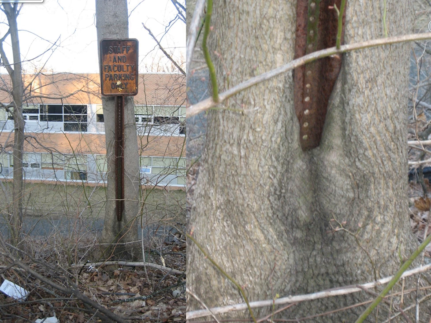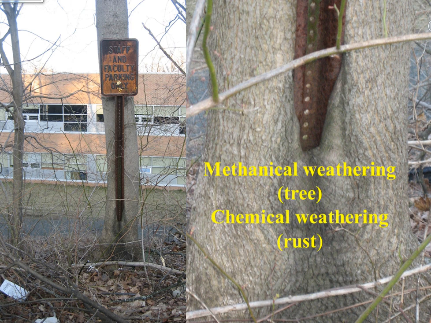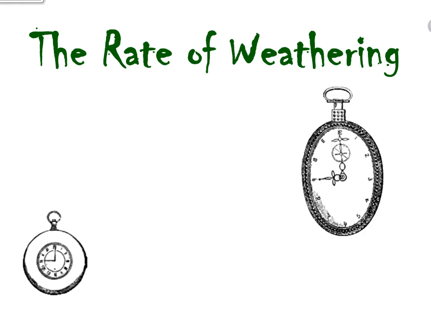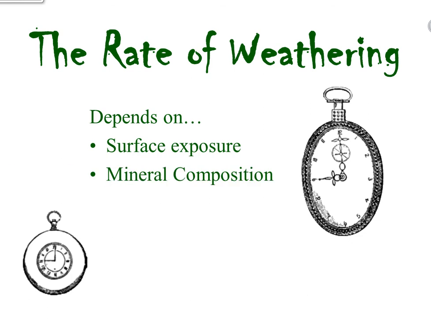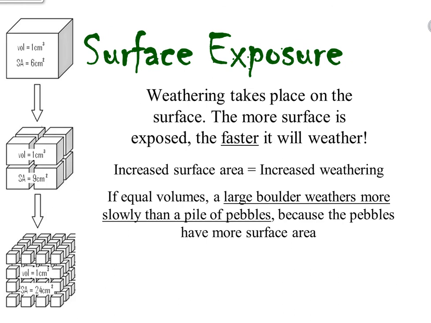So what we have is two things going on. Mechanical weathering, the tree is literally breaking the sign in half, and chemical weathering in the form of rust is destroying the sign as well. The rate of weathering, how fast it happens, depends on the surface exposure, mineral composition, and the climate.